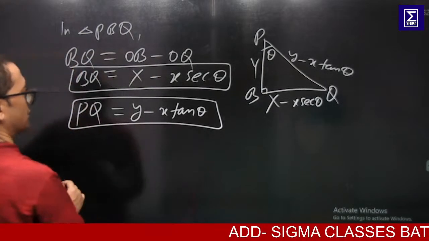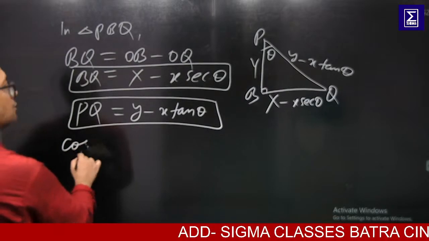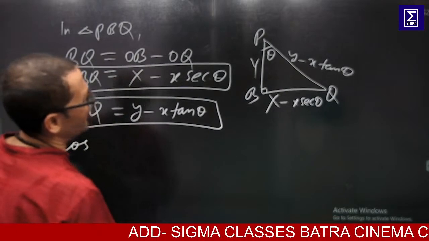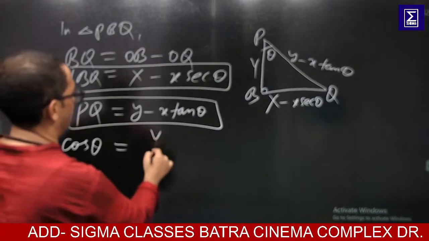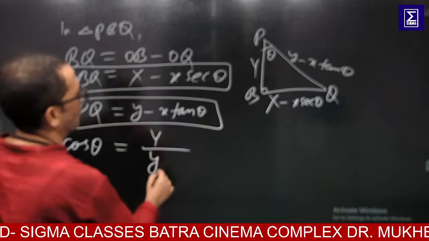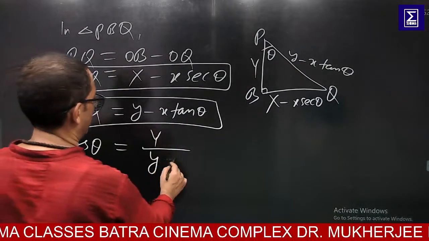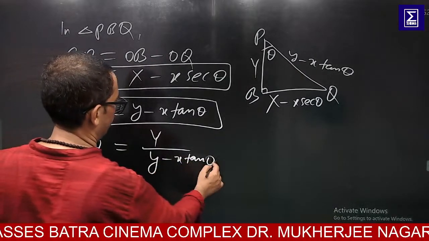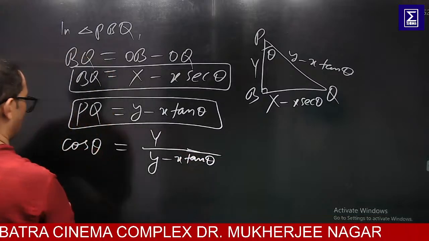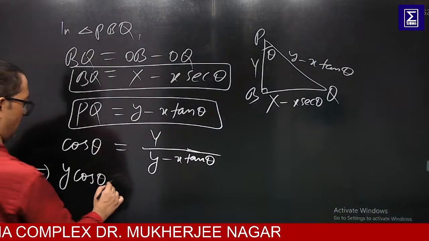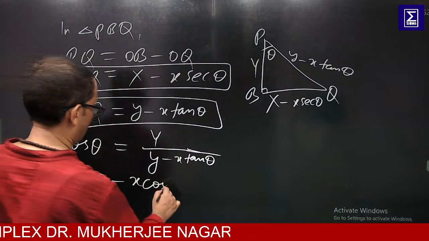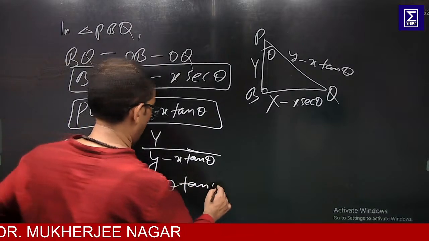If you take cos theta, so cos theta is equal to y upon y minus x tan theta. So this will be equal to y cos theta minus x cos theta tan theta is equal to y.